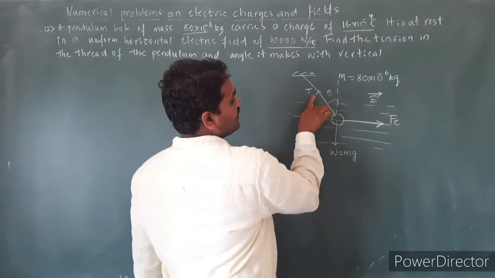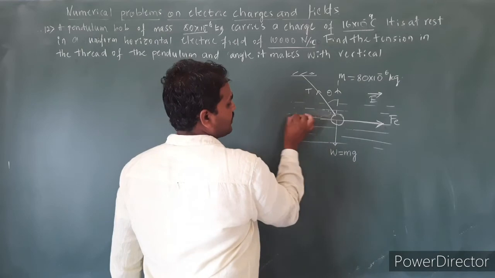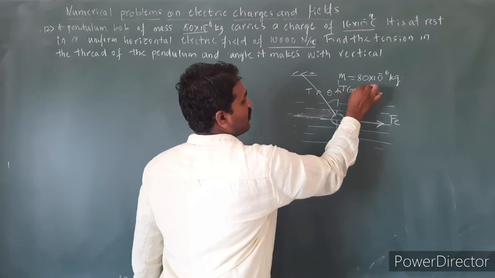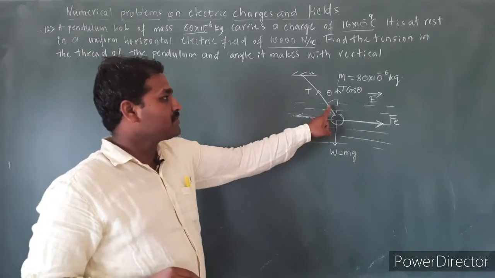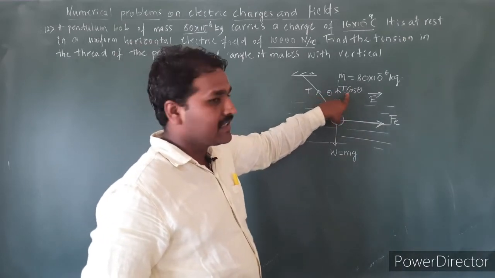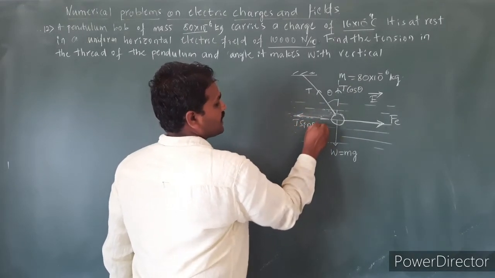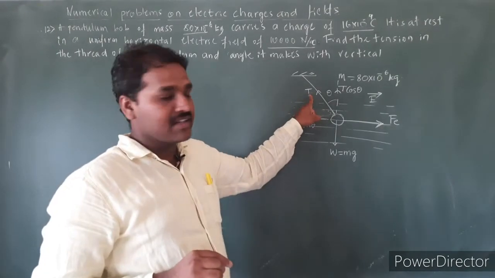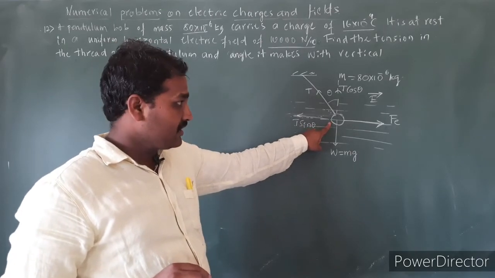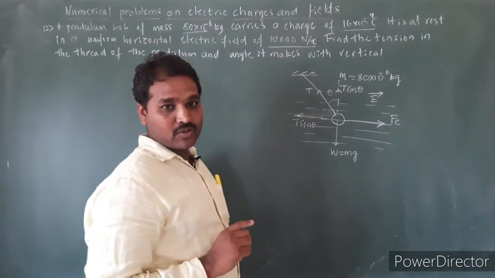We can resolve this tension in the thread into two components here. One is the vertical component, another is the horizontal component. Since the angle between these two is theta, this component will be equal to what? This is adjacent side, so this component of the tension will be T cos theta, and the horizontal component here will be T sin theta. So I have resolved this tension into vertical and horizontal components. Since this pendulum is in a state of rest, the sum of the horizontal forces must be equal to 0 and the sum of vertical forces must be equal to 0.